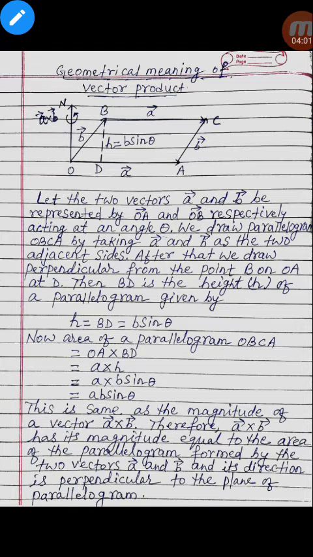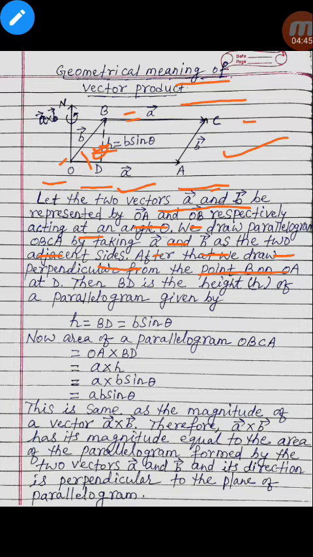Now we study the geometrical meaning of vector product. What is the geometrical meaning of vector product? Let the two vectors A and B be represented by OA and OB respectively, acting at an angle theta. We draw parallelogram OBCA by taking A vector and B vector as the two adjacent sides.